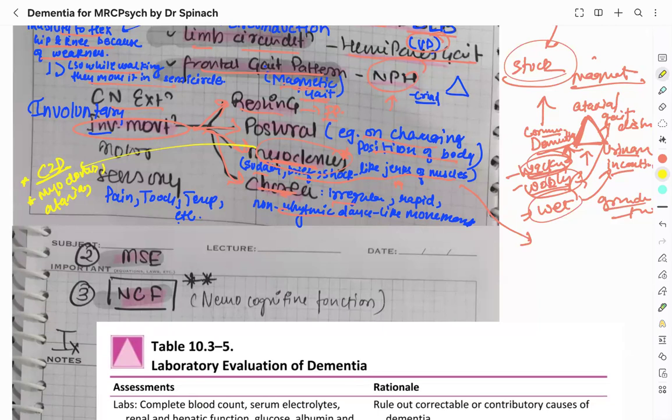Right. But the thing is, if anybody asks about rapidly progressive dementia with myoclonus, we have to say CJD.